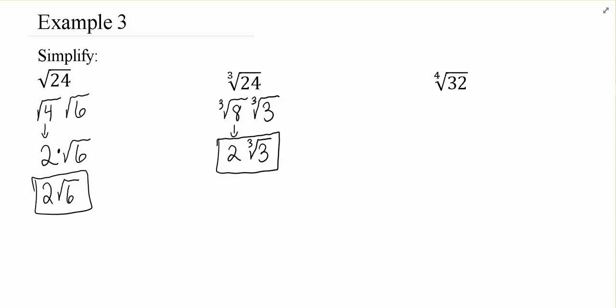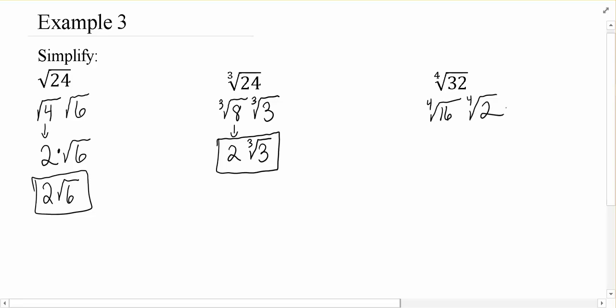All right? So on to the last example here, within example 3, we've got a fourth root. Fourth root of 32, so we're looking at our perfect powers of 4. 16 is a perfect power of 4, and so that's how we're going to break it up. We're going to have the fourth root of 16, and 16 times 2 would get me back to 32. And then the fourth root of 16 is 2. I'm left with fourth root of 2, and there's my answer.